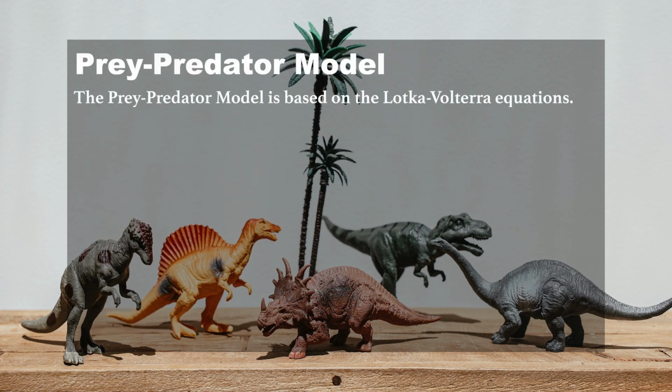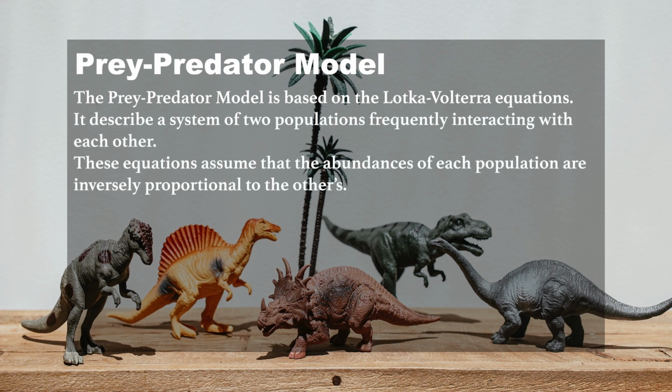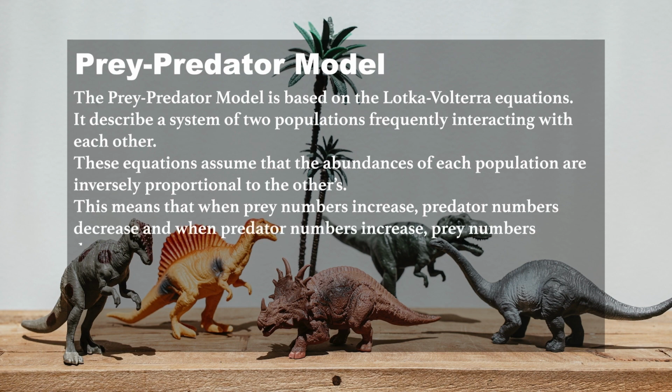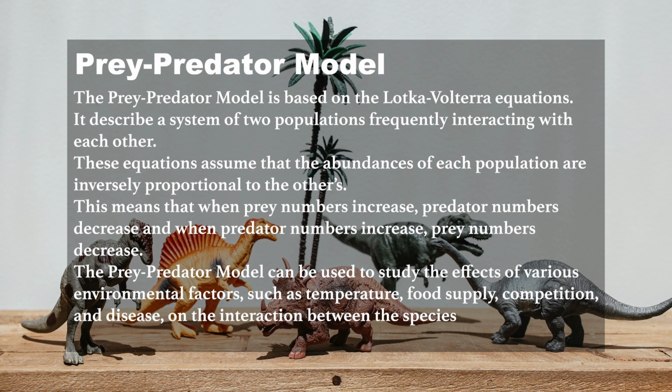The prey-predator model is based on the Lotka-Volterra equations, which describe a system of two populations frequently interacting with each other. This equation assumes that the abundance of each population is inversely related to the other. This means that when prey number increases, predator number decreases, and when predator number increases, prey number decreases.